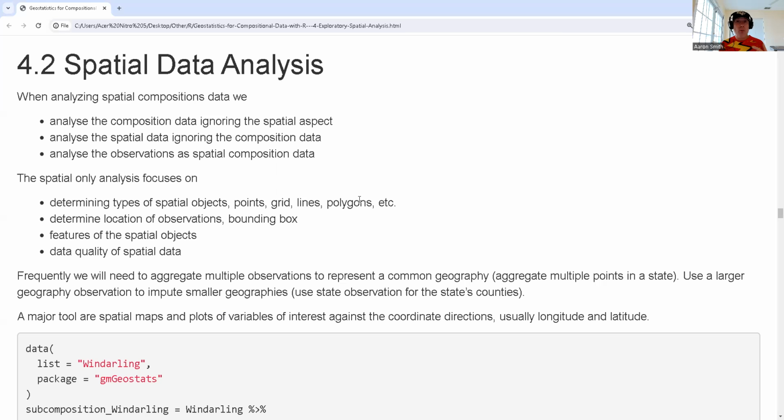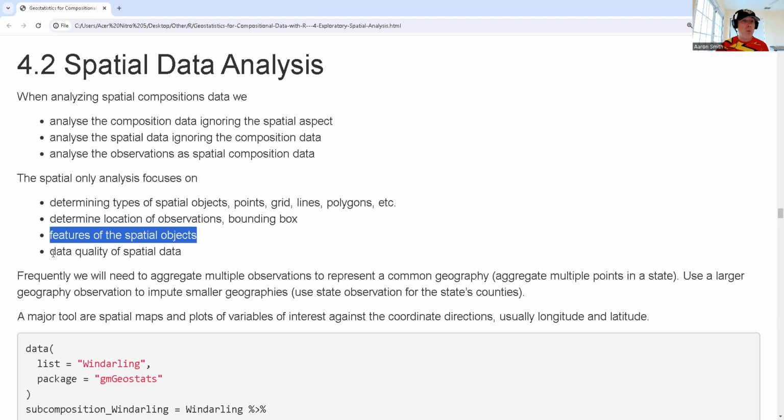Also, how is it stored in my machine, so that I know if I'm going to have to convert to another format to be able to use the packages that I want to use. Also, I'm going to look at the locations of my observations. I'm going to look at the bounding box. So I'm just going to look at the map and understand how far east, west, north, south my data is, where it is located on the map, roughly speaking, just to understand what's going on. And I'll check out the features of the spatial objects. Does the spatial object itself have a data frame? Or is the data frame separated, as two separate objects?